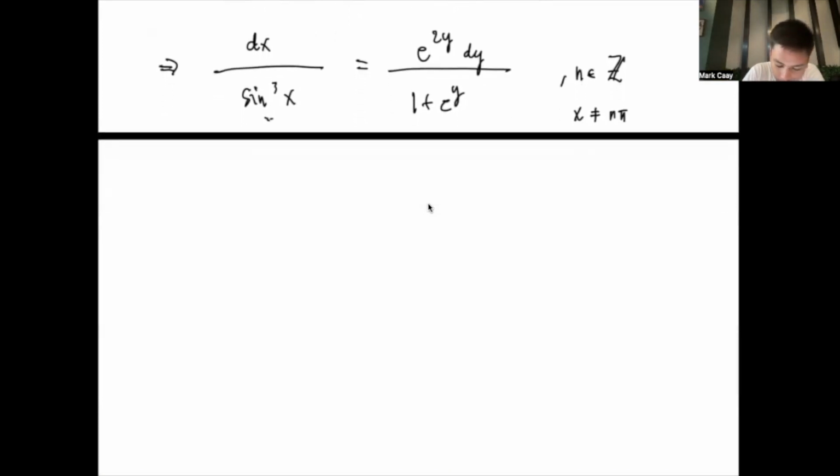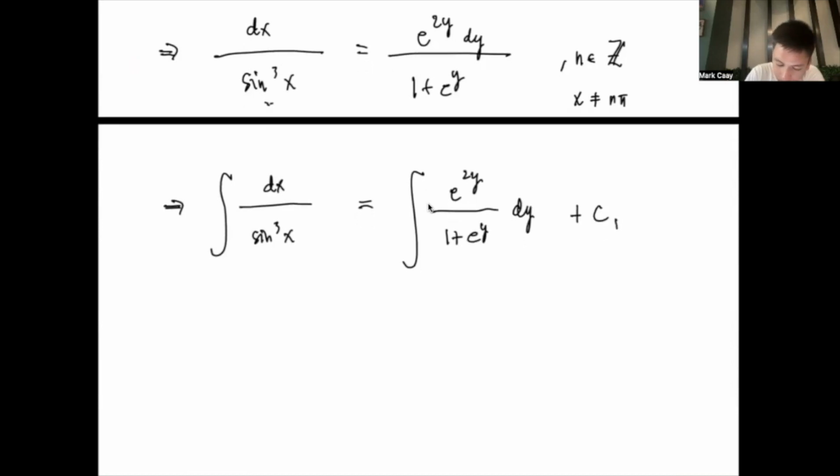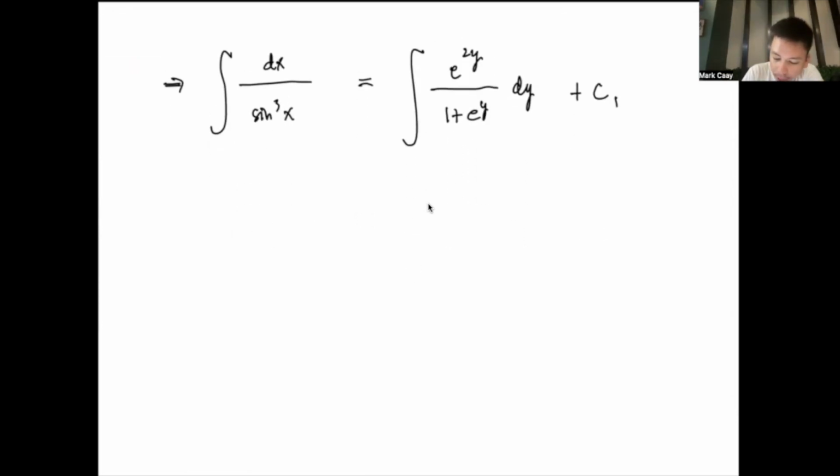So, therefore, I can take the integral of both sides. So, that's the integral of dx over sine cube x, which is equal to the integral of e to the 2y over 1 plus e to the y dy plus C. Okay. And then I will leave this to you as exercise on continuing this solution.